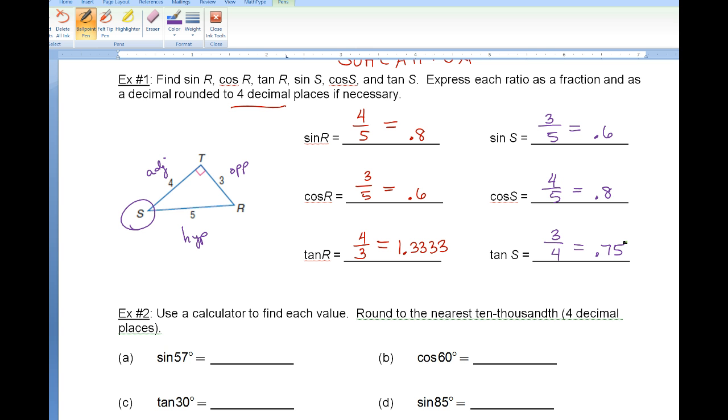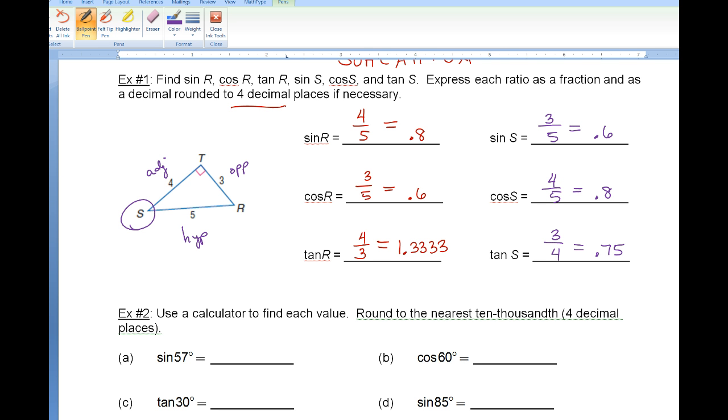Okay, so that's one thing I was just saying at the very beginning. We're not going to worry about the sine, cosine, or tangent of a 90-degree angle. You'll learn about that more in algebra 2. But right now, we're just going to look at the acute angle.